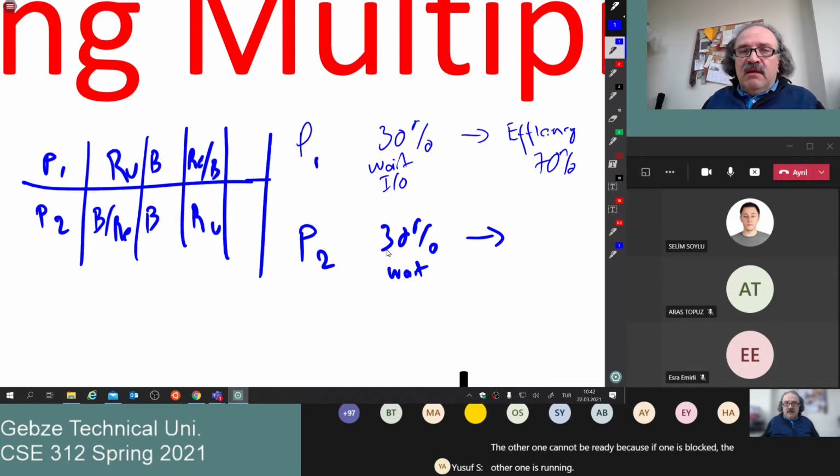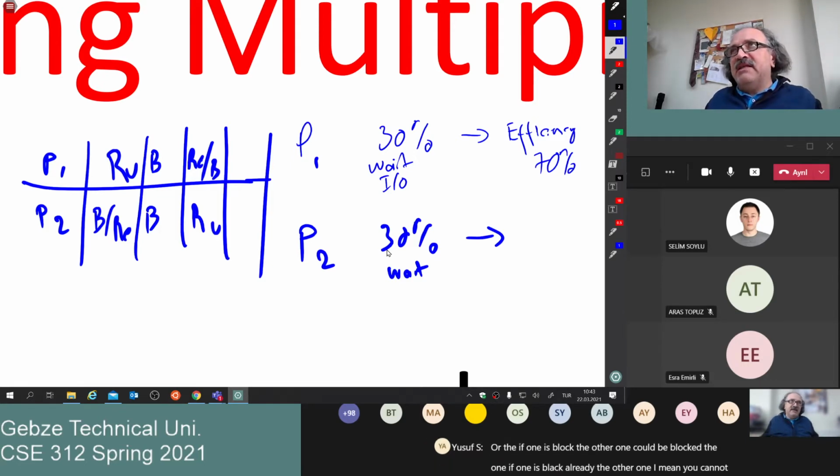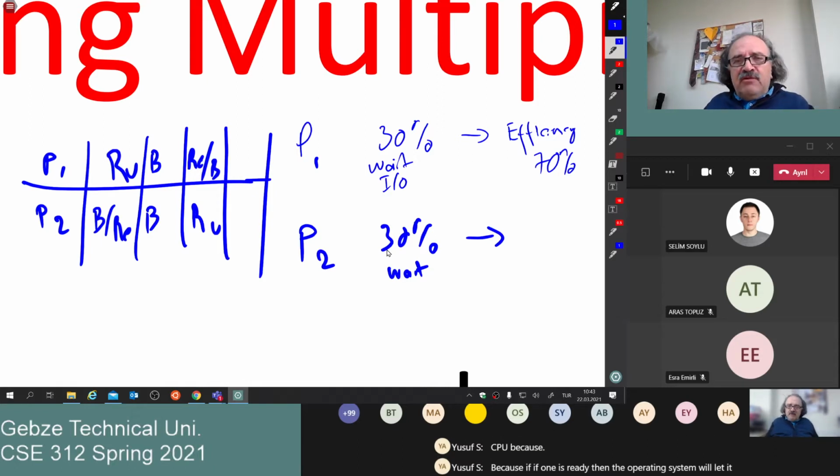Or if one is blocked, the other one could be blocked. I mean, you cannot say that one is ready and the other one is ready. Both of them cannot be ready. If one of them is ready, the other one has to be using the CPU, because if one is ready, then the operating system will let it use the CPU. Okay, so I will say that.